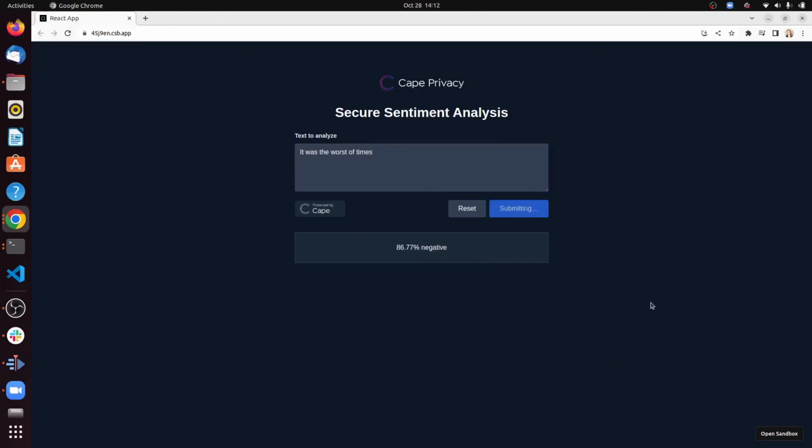Given an input that we enter right here, it was the worst of times, the app outputs that the sentiment of this sentence is negative, which is what we would expect. If we enter it was the best of times, the app outputs that this sentence is positive.